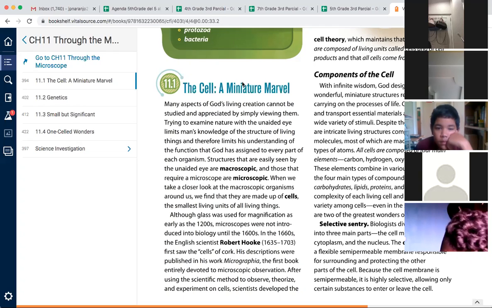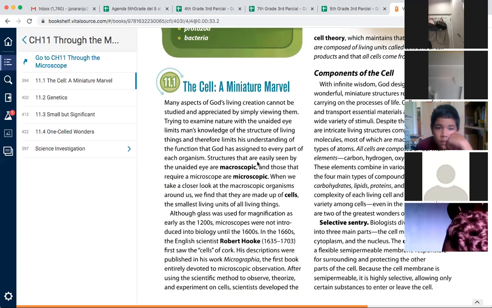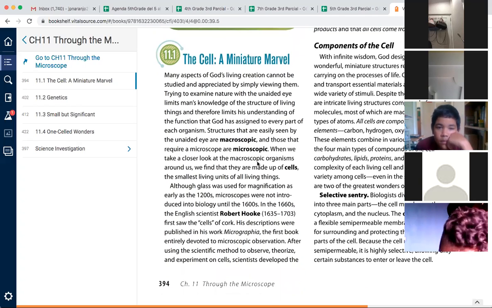When we take a closer look at the macroscopic organisms around us, we find that they are made up of cells, the smallest living things, units of all living things. Although glass was used for magnification as early as the 1200s, microscopes were not introduced into biology until the 1600s. In the 1660s, the English scientist Robert Hooke first saw the cells of cork. His descriptions were published in his work Micrographia, the first book entirely devoted to microscopic observation.